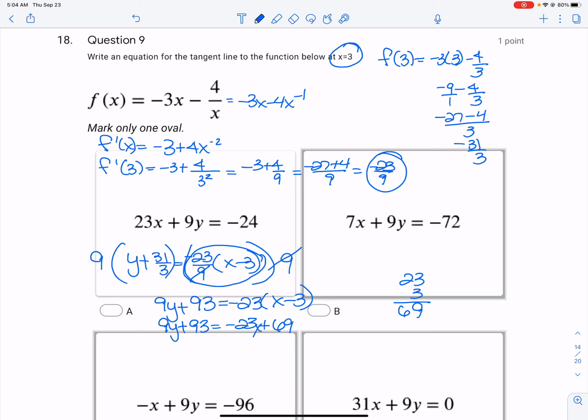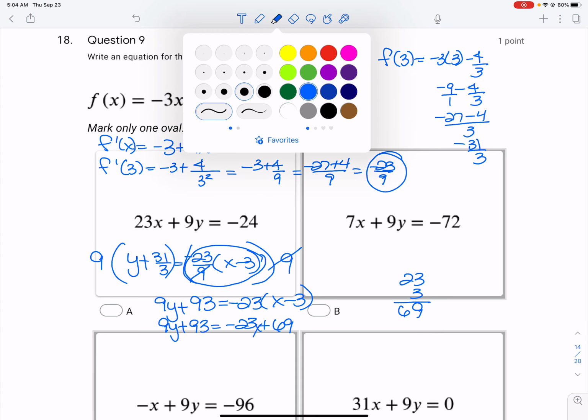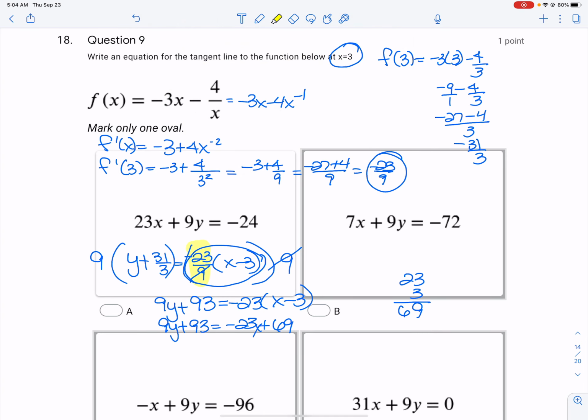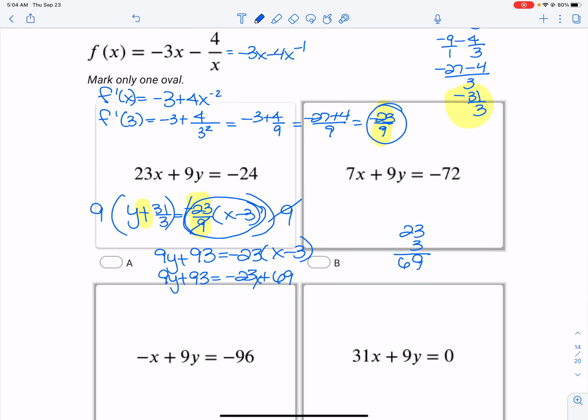Okay, so my issue was here so that we don't get all confused. That should be a negative 23 over 9. When I multiply both sides by 9, oh, also, it should have been a plus there because it's a negative 31 over 3. Okay, so now that's looking better. So then I have 93. I'm going to subtract 69. So I get 13 minus 9, which is 4.